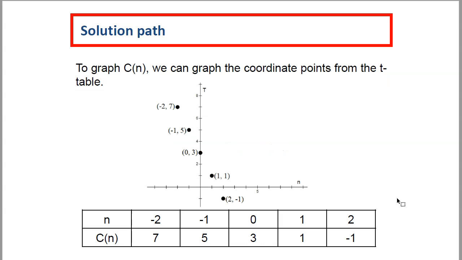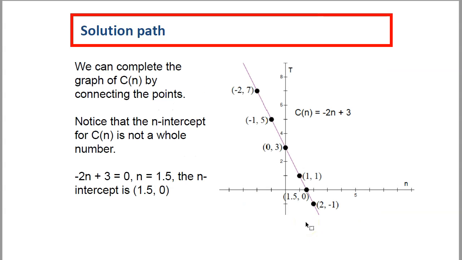And to graph C of n, we can graph those coordinate pairs corresponding to our t-table, and then we can connect them. Notice here that the n-intercept for C of n is not a whole number. When we solve for -2n plus 3 equal to 0, we get n equal to 1.5. So this particular n-intercept doesn't correspond to a figure in this sequence.